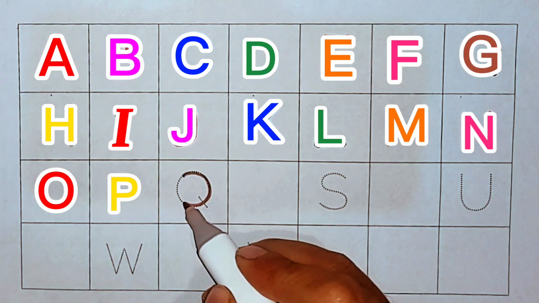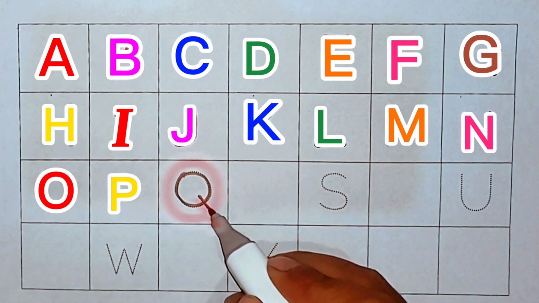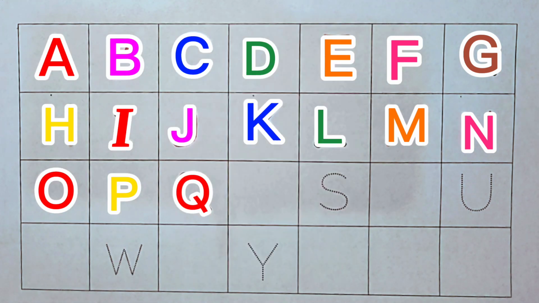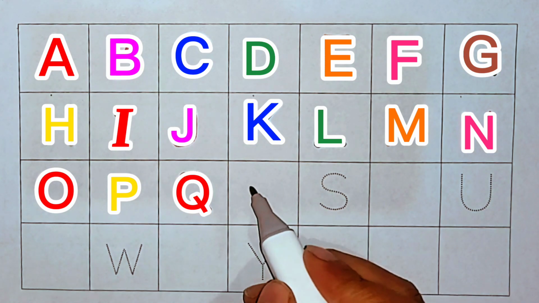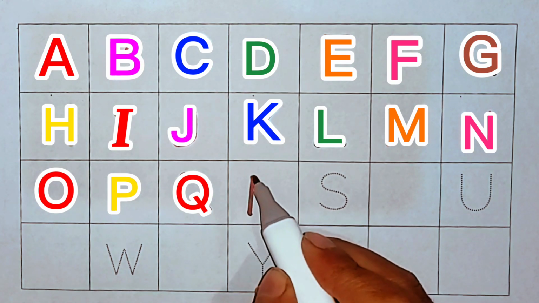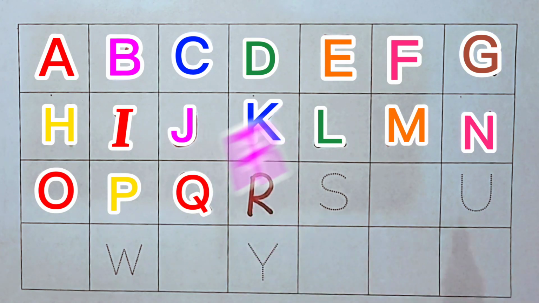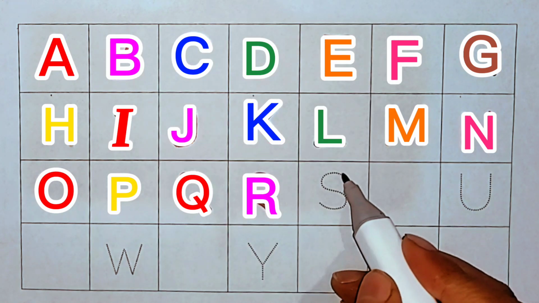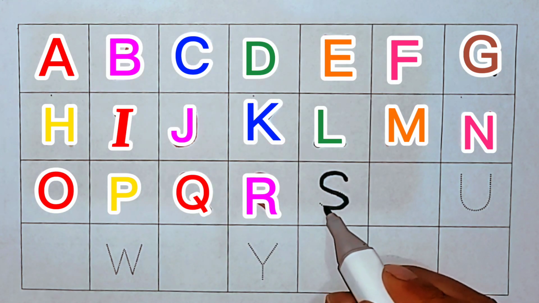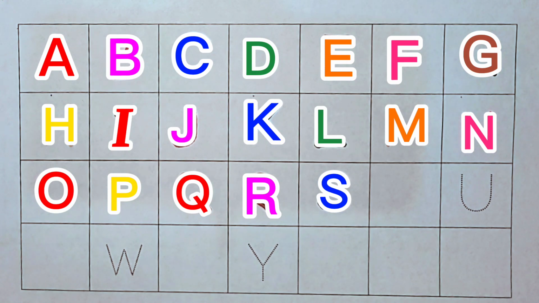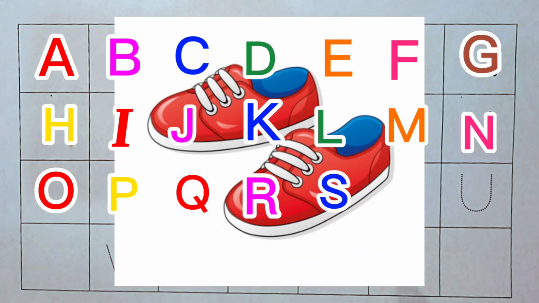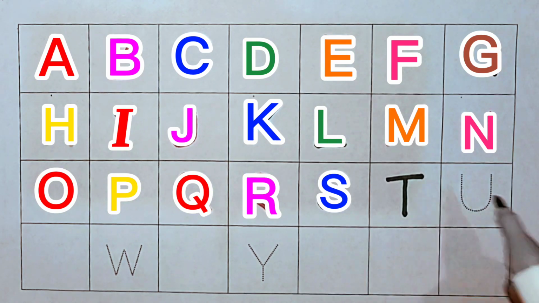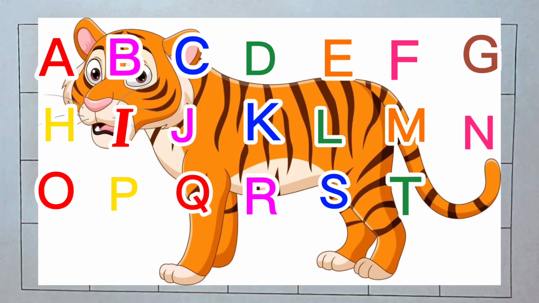Q, red color. Q for queen. Purple color. R for rabbit. Blue color. S for shoes. Green color. T for tiger.